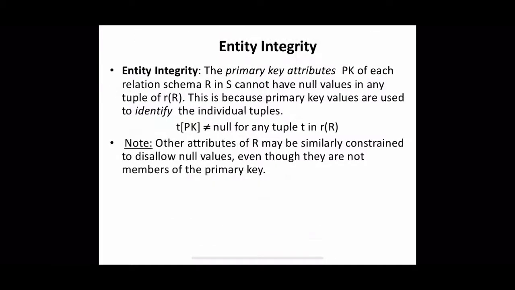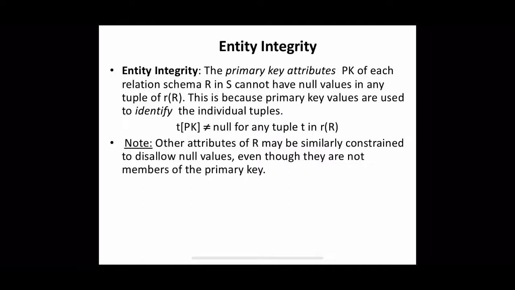Entity integrity constraint states that the primary key attributes PK of each relational schema R in S cannot have null values in any tuple of R. This is because primary key values are used to identify the individual tuples, right? So it should not be null anyway. That is, t[PK] should not be equal to null for any tuple t in R. Other attributes of R may have similar constraints, like they should not have null values even though they are not members of the primary key. That depends on the nature of the attributes. Anyway, the primary key should not have a null value for any tuple.